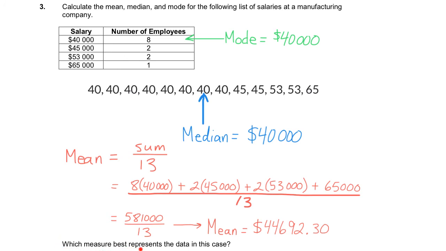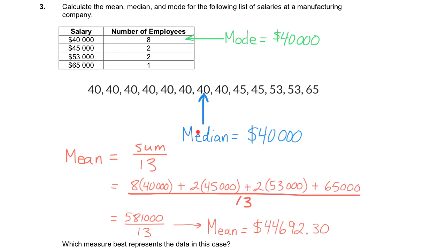Now I also have this question down at the bottom. Which measure best represents the data in this case? So I've got all these salaries. I have a mode of 40,000, a median of 40,000, and a mean of $44,692.30. So which of those values best represents the salaries of the workers at this company? Well, you could kind of make an argument for any of them. You could say the mode best represents this set of data because most people make $40,000, so it best represents what most people make at the company.